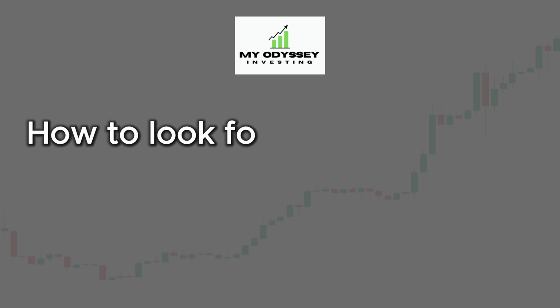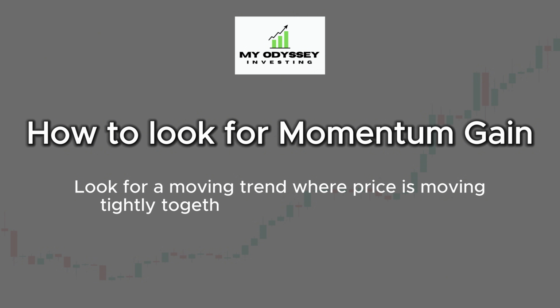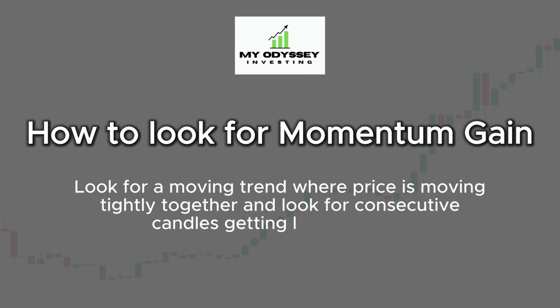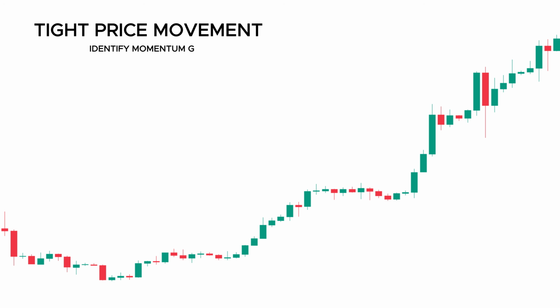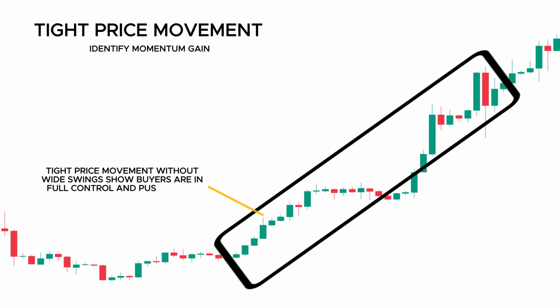How to look for momentum gain. Look for a moving trend where price is moving tightly together, and look for consecutive candles getting larger in size. A great way to identify momentum gain is to look for tight price action in an uptrend. Tight price action movement without wide swings shows buyers are in full control and are pushing the price upwards.